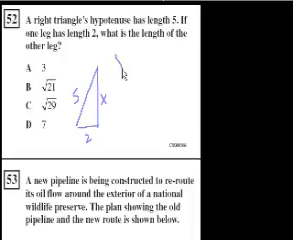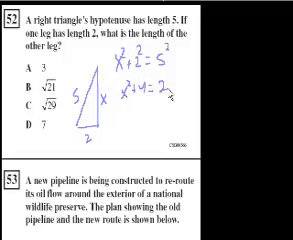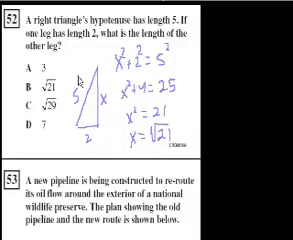Pythagorean theorem, x squared plus 2 squared is equal to 5 squared, because 5 is the hypotenuse. X squared plus 4 is equal to 25. Subtract 4 from both sides. X squared is equal to 21. So x is equal to the square root of 21, which is choice B.